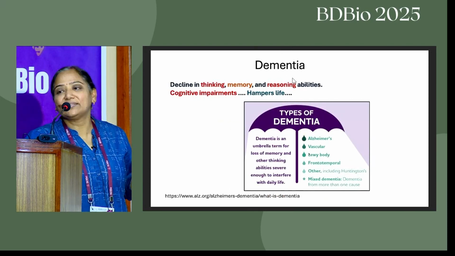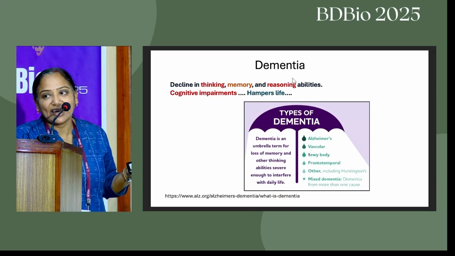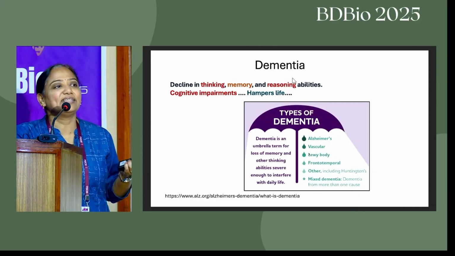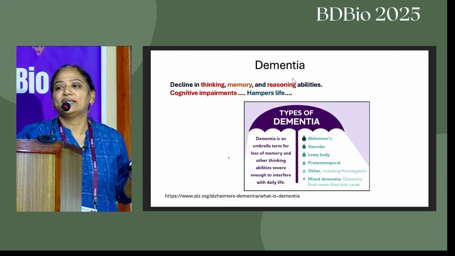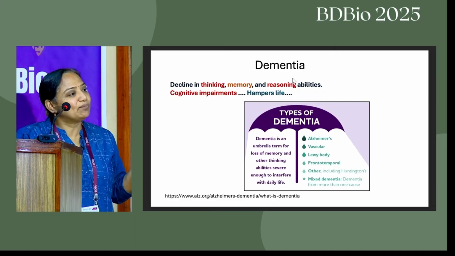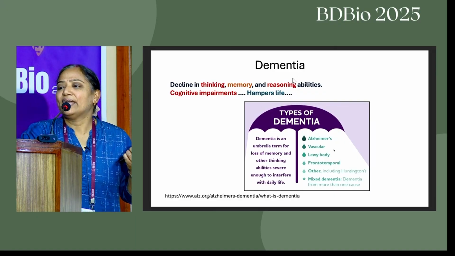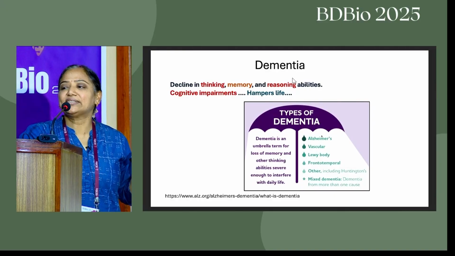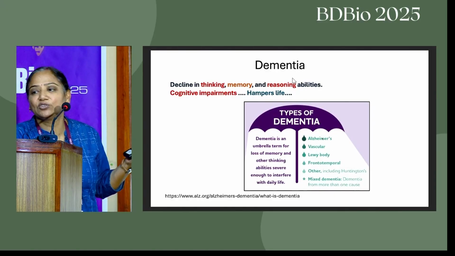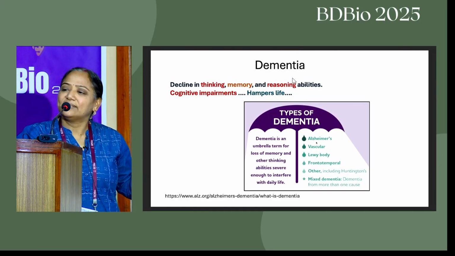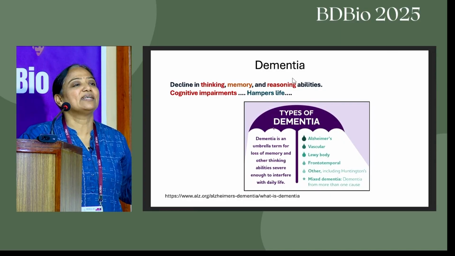Now, what's dementia? It's decline in thinking, decline in memory, decline in reasoning abilities. There are cognitive impairments. It hampers life. So we've all heard this term somewhere or the other, right? There are various types of dementias. It could be Alzheimer's, it could be vascular, it could be Lewy body. So several conditions come under this umbrella term.